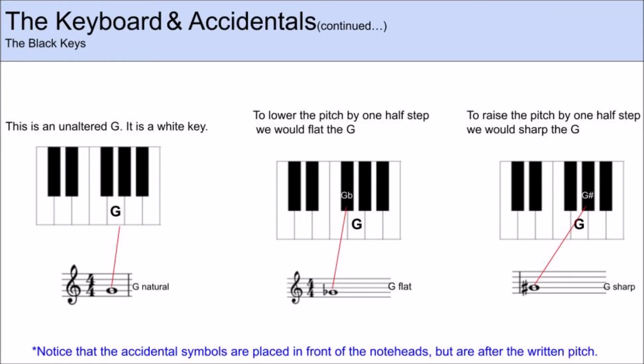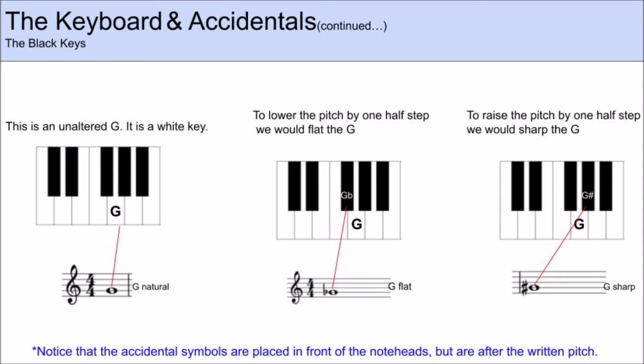In the middle, we have lowered that G. We've put in a flat symbol before it on the staff, and so to play it on the keyboard, you would go down one half step to that black key to the left of the G. That is G flat. On the right, we have a G sharp. To raise the pitch by one half step, you would need to sharp the G. On the staff, you have the sharp sign before the note head, and on the keyboard, the G has gone up one half step to the black key on its right. That is G sharp.